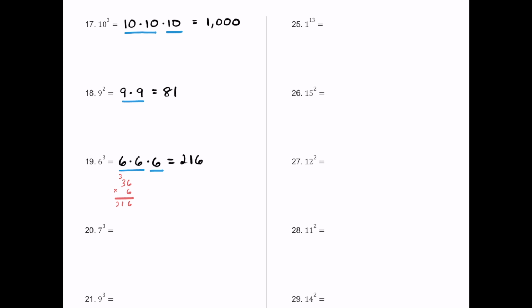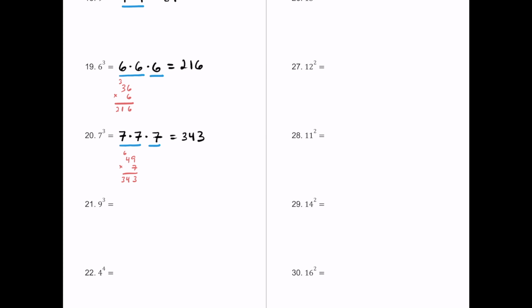For number 20, let's see, we have 7 to the 3rd power, or 7 cubed. That's going to be 7 times 7 times 7. And so the first two 7s together is going to be 49. And then 49 times 7, I think that's going to be 343, if I remember that correctly. But let's go ahead and multiply it out. 49 times 7, that's going to be 63, carry the 6. 28 plus 6 is going to be 34. So yeah, I think that's going to be 343.